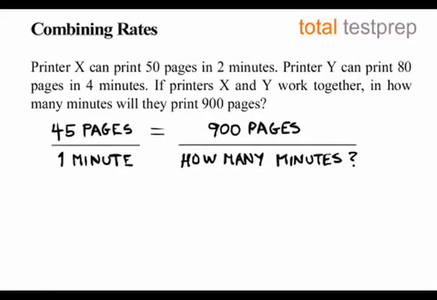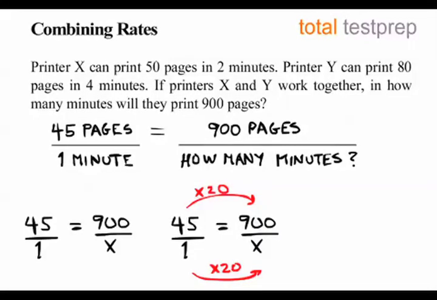So if the two printers combined can do 45 pages in 1 minute, then they can do 900 pages in how many minutes? We set up our algebraic equation, 45 over 1 equals 900 over x. And here, instead of cross-multiplying, you can see that to get from 45 to 900, you multiply by 20. So to get from 1 to x, you should also multiply by 20.